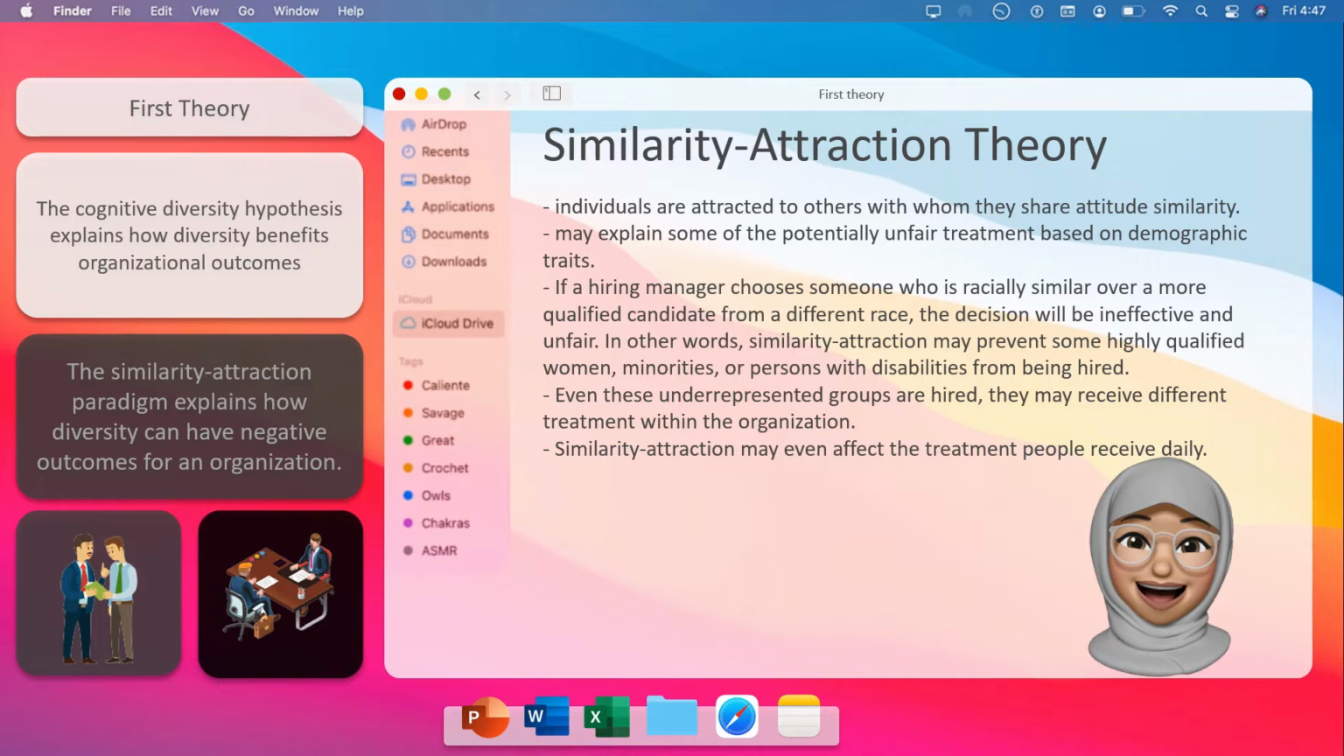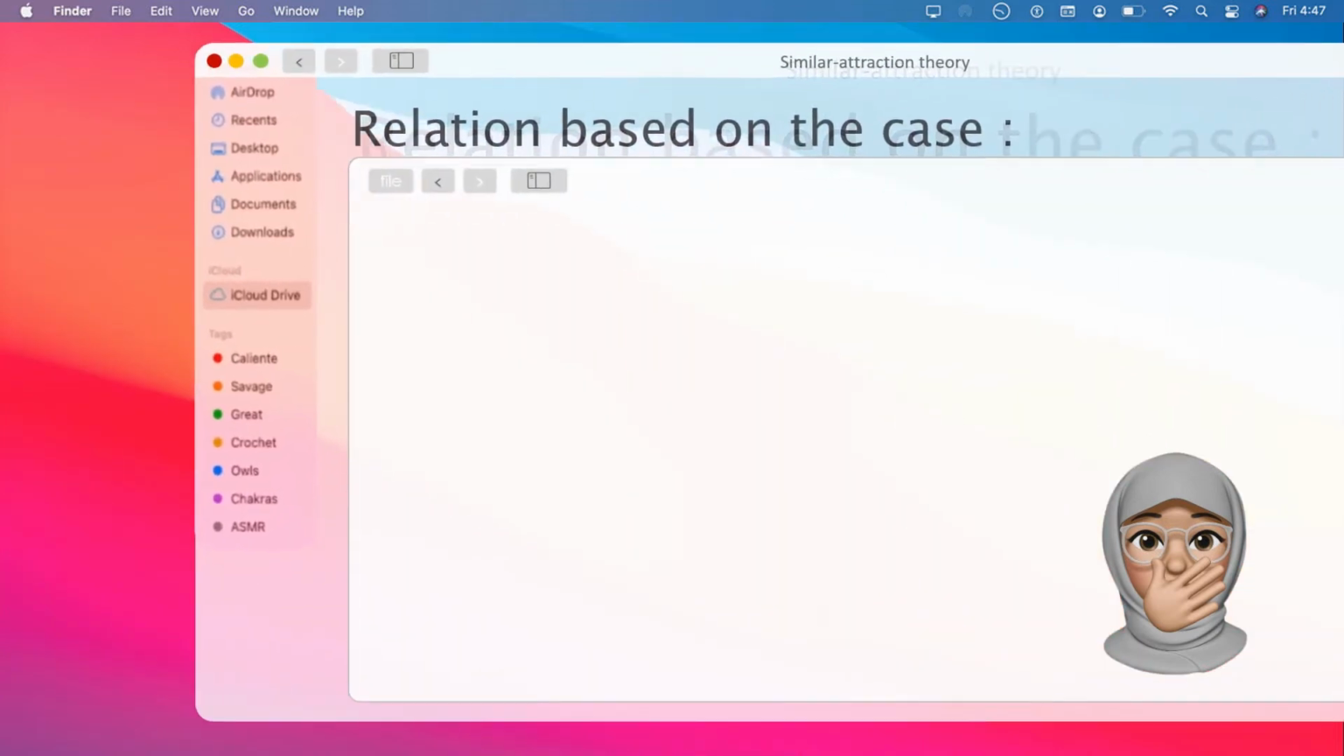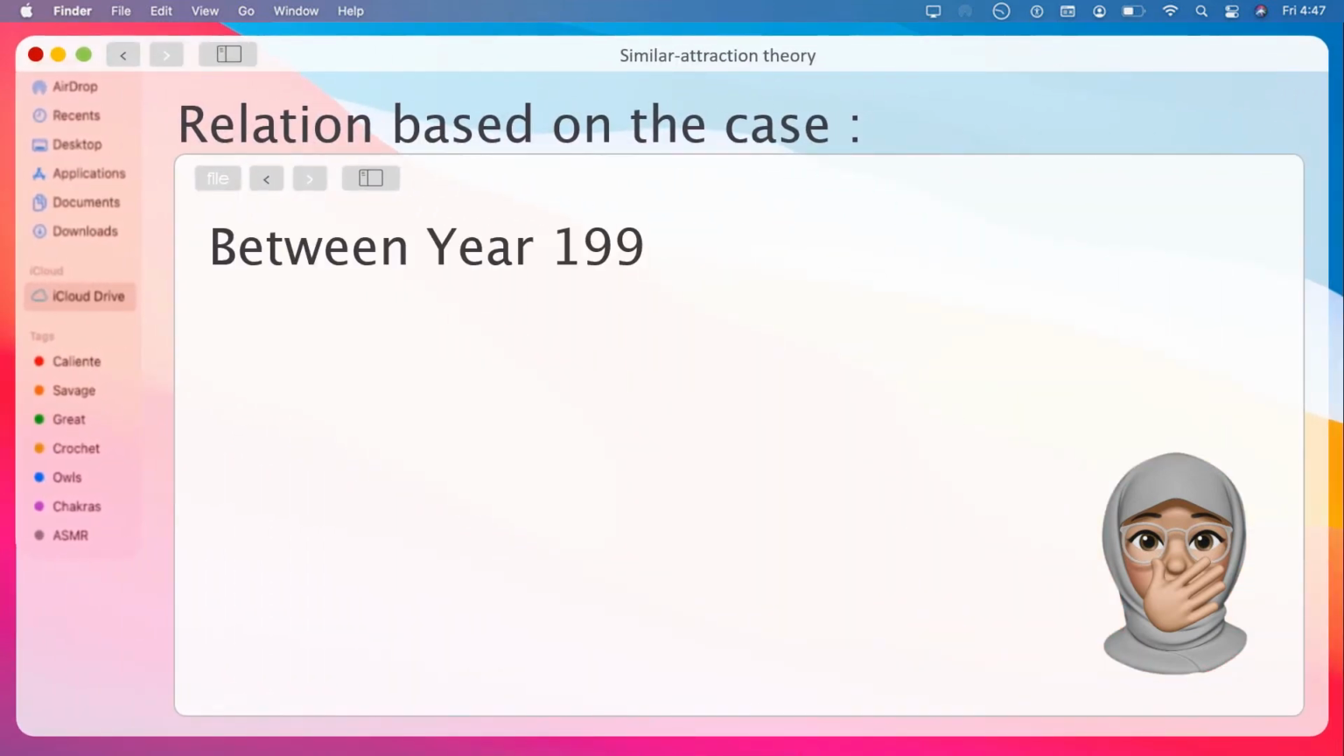As you can see in the boxes on the left, the cognitive diversity hypothesis explains how diversity benefits organizational outcomes. The similarity attraction paradigm explains how diversity can have negative outcomes for an organization. We will discuss the cognitive diversity hypothesis later. The relation of this theory can be seen in the case.